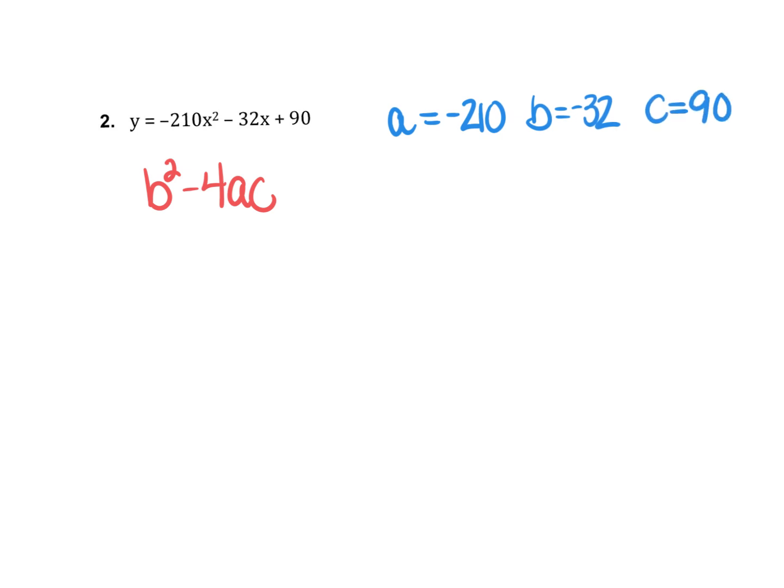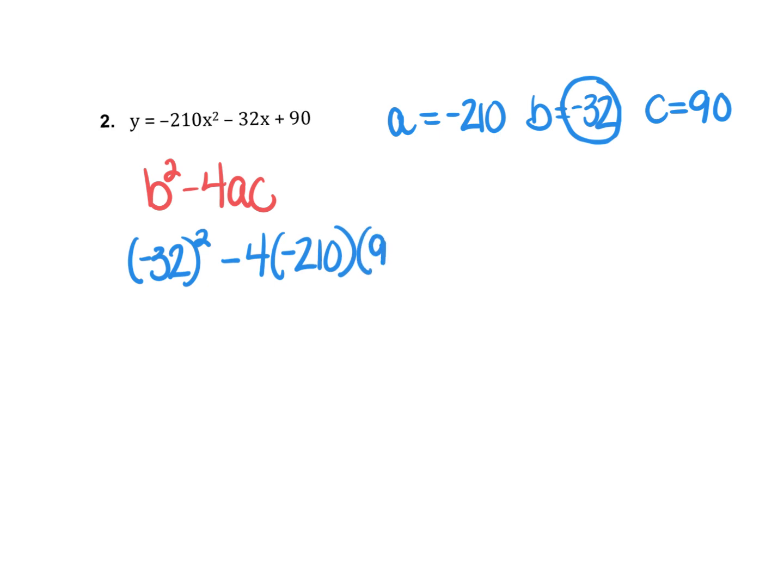All right, so let's pay close attention to this here. When I plug in, this b is a negative and it's squared. Remember, anytime you assign a variable to a negative number, we're going to have parentheses around this. We're going to have (negative 32) squared, because remember, negative 32 squared with parentheses is different than negative 32 squared without the parentheses. Minus 4 times negative 210 times 90.